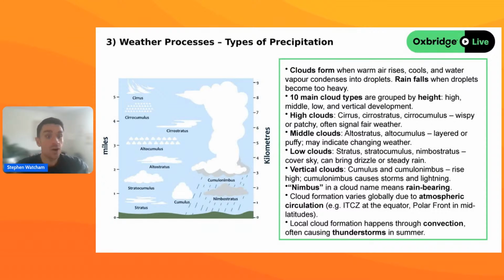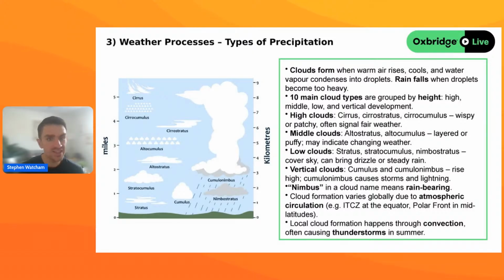We also have our clouds. So fog is a form of low-lying cloud. But clouds essentially form when warm air rises, cools, and the water vapor condenses into those droplets. And once that water vapor condenses so much, it will fall as rain. We get 10 types of clouds depending on where they occur in the atmosphere.